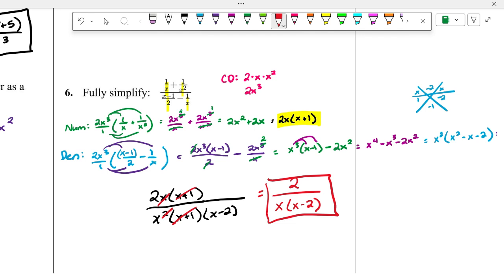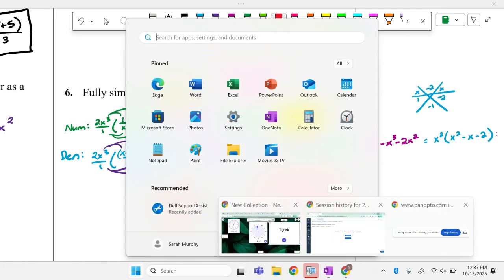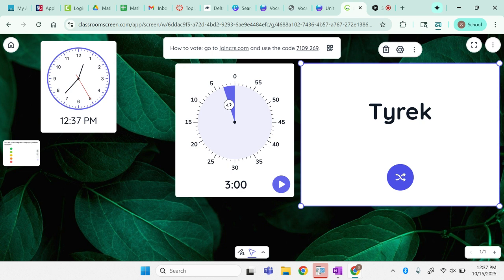I was about to say, I'm going to let you go on break first, and then you guys come back. That's what you're doing. So I'm setting the timer for 3 minutes. Make sure you're back. No walking the halls.